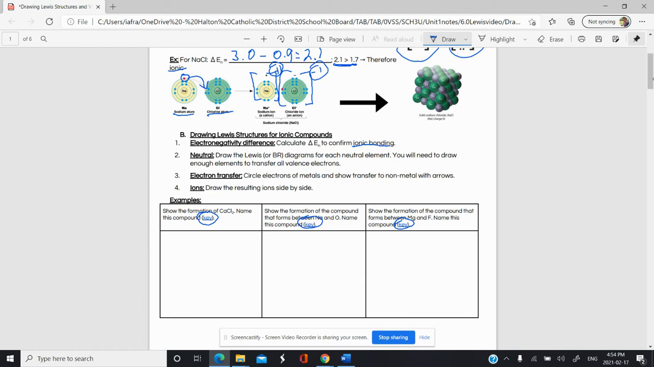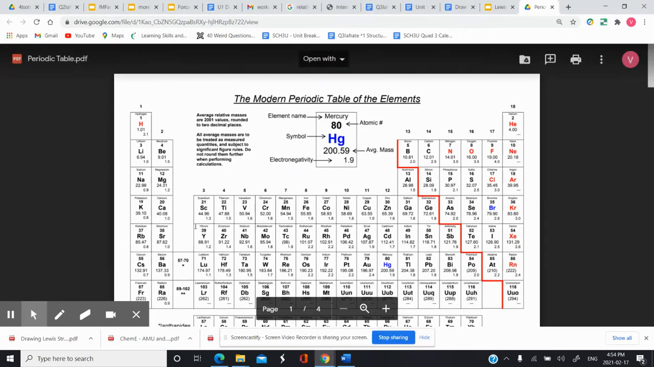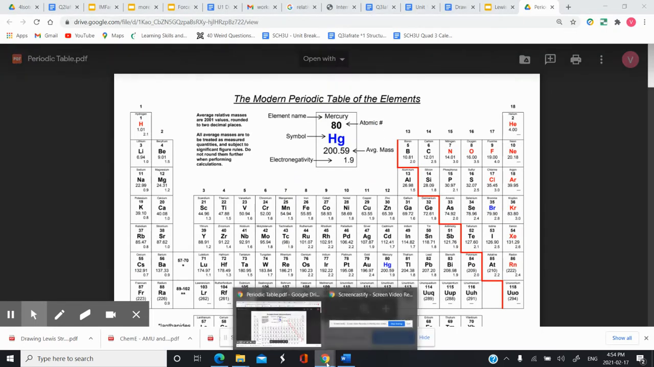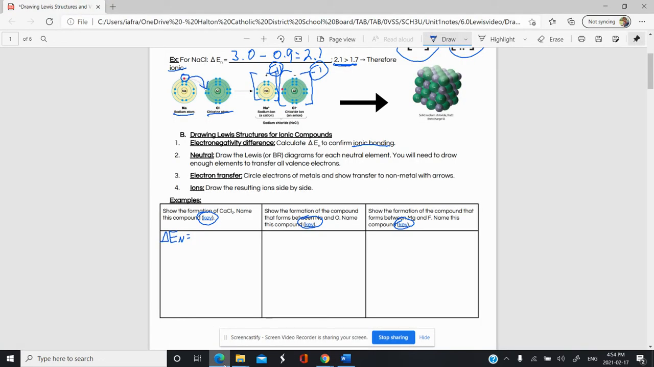I'm going to calculate the electronegativity difference just to confirm that it's ionic. So we know chlorine is 3.0, and that's going to be more electronegative because it's our non-metal. But let's go take a look at what calcium is. Calcium is 1.0. So we do 3.0 minus 1.0, which is equal to 2.0. Therefore, ionic, because 2.0 is greater than 1.7.